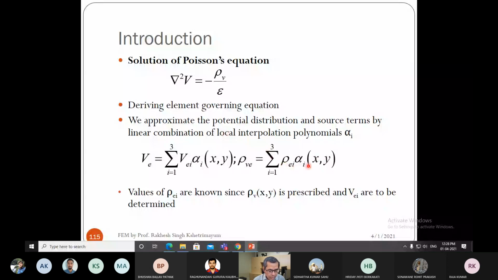This term was not existing for the Laplace equation. So now the right hand side is no longer 0, so we'll also discretize the right hand side. Rho B is equal to summation i going from 1 to 3 rho^e_i alpha_i(x,y). Alpha i's are the shape functions. B1, B2, B3 are the potentials at the nodes 1, 2, and 3 of the triangular element e. Similarly, rho^e_1, rho^e_2, rho^e_3 are the volume charge densities at nodes 1, 2, and 3. This should be actually prescribed. This is already known to us. But we are interested in only finding B^e_i. Once we have that, we can find the solution.